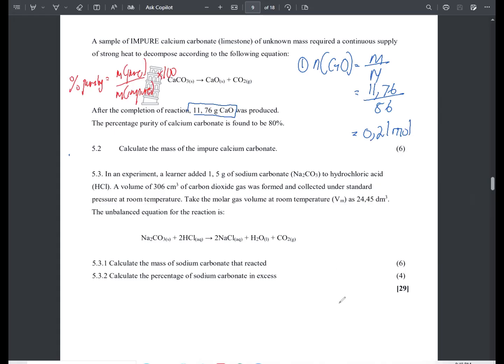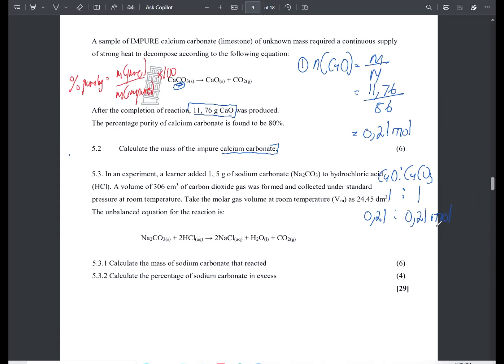Now, what is the next step? The next step is obviously to compare that to this calcium carbonate, because remember, we are trying to calculate for calcium carbonate. This is not calcium carbonate. This is calcium oxide. This is what we are trying to find, the impure calcium carbonate. So we are going to say the ratio here says for calcium oxide to calcium carbonate, the ratio is just 1:1. That means as I found 0.21 mole here, also that must be 0.21 mole, right?